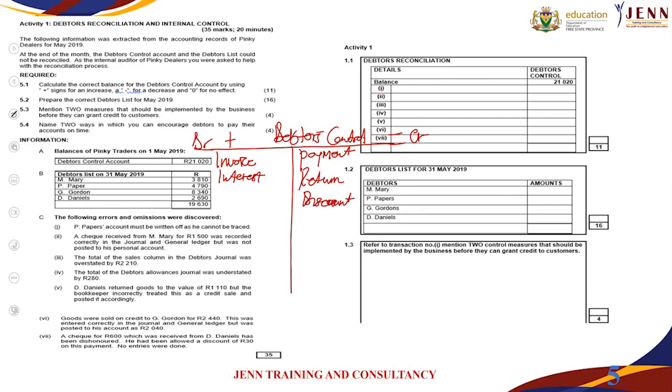If we give an allowance to the customer as well, by allowing them to return the goods if they are not satisfied, that will also definitely decrease the debtors account. And then lastly, when we write them off as our bad debts, that will also decrease this account. I hope and believe that your question is covered.